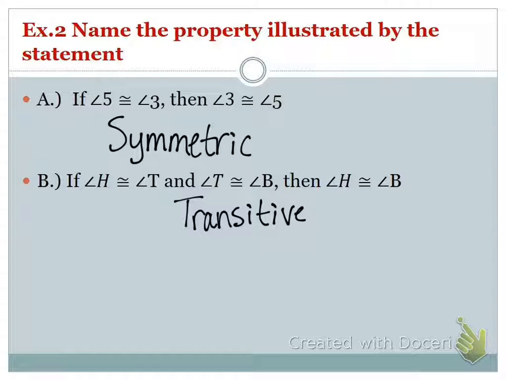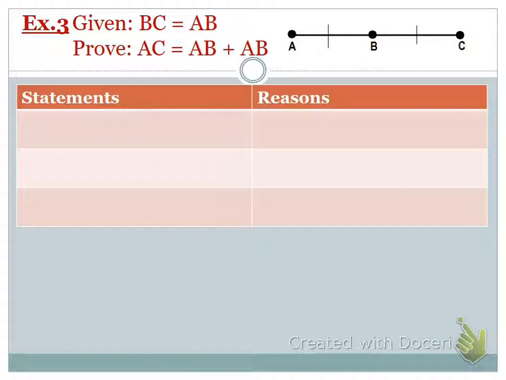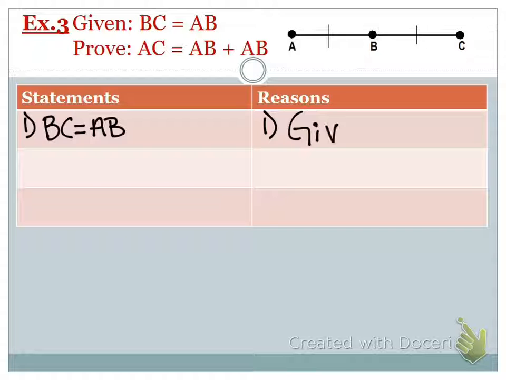Okay, so it's usually pretty easy to pick out a property if you're just given one statement. It's a little bit trickier to use that statement inside of a proof, or that reason inside of a proof. This one should look awfully familiar. We've talked about this or one similar to it a couple times. Also, it's really short. So, what's my first statement going to be? Good. First one, BC is equal to AB. My reason for that? Given. It's given.